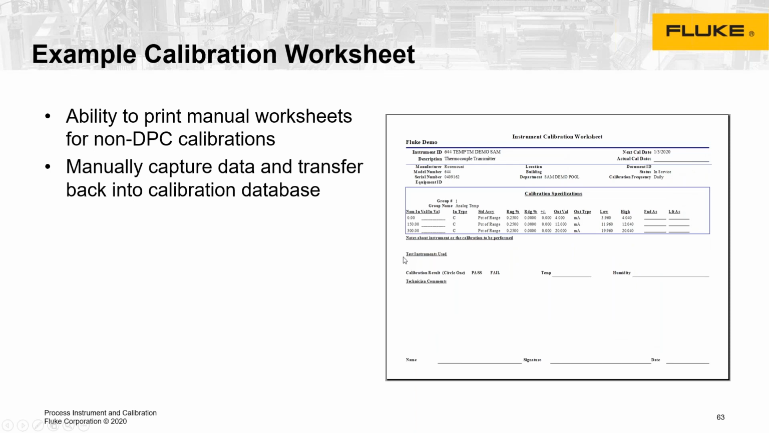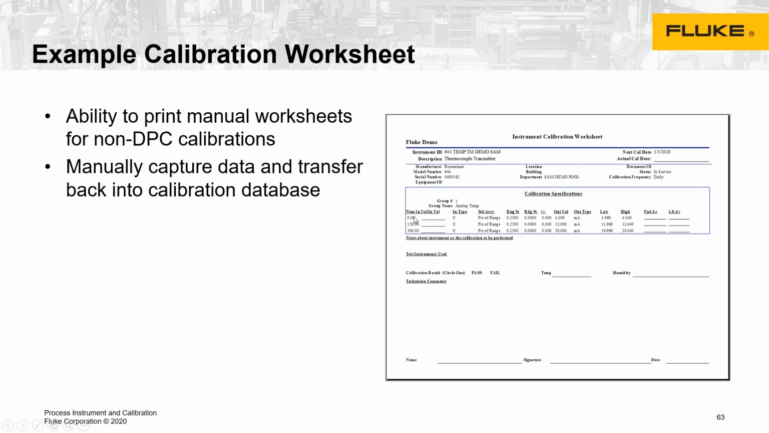Here's a pulled-in view of another example, a calibration worksheet. If you choose to use the calibration software and don't have a DPC or automated calibrator, or are doing a calibration that doesn't require one, like a pH calibration possibly, or a gas analyzer or gas alarm calibration, you can actually create the asset in the device and then print a calibration worksheet.